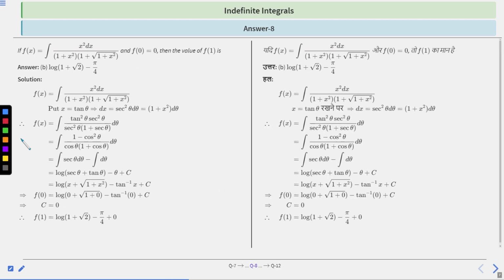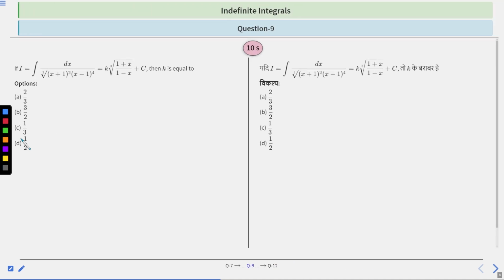Okay, let's move to the next question. Question number 9, which says that I is equal to integration of dx upon cube root of (1 plus x) whole square into (1 minus x) to the power 4, is equal to k cube root of (1 plus x upon 1 minus x) plus c. Then k is equal to?